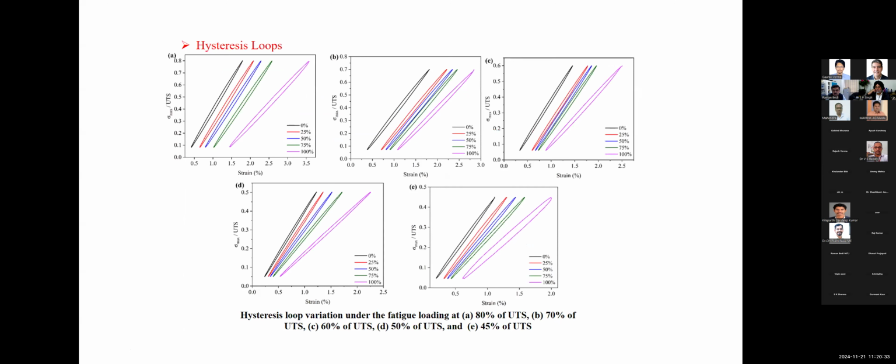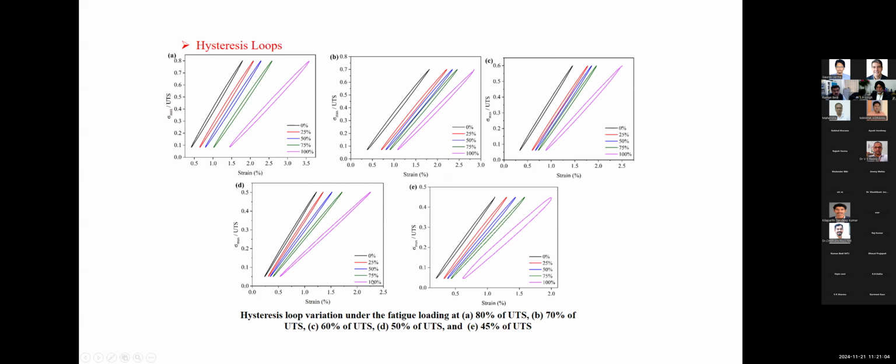Then the next thing that we did is that we went on to study the evolution of hysteresis loops. If you look at just one of the diagrams, for a particular S value of 80%, or let's say 45%, what we see here is that we are plotting the sigma maximum upon UTS normalized value versus typical 5 loops. They are at 0%, meaning the first cycle of fatigue loading.